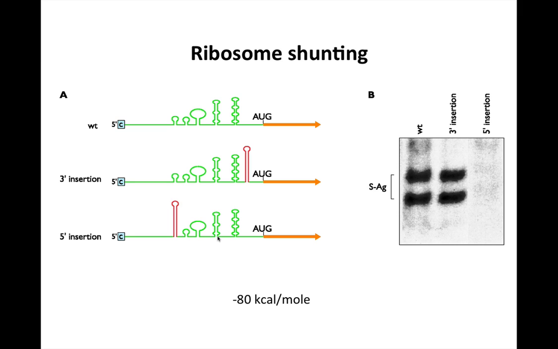So how does this work? Well, what we think happens is that the ribosomes bind the 5' cap, and they begin to scan, and they probably have to reach the first secondary structures, and then they're handed over the rest of the secondary structure to the AUG. And so that's why having this secondary structure, the red one, at the very beginning blocks translation, but at the end it does not.